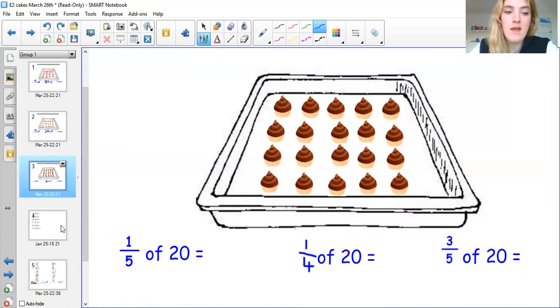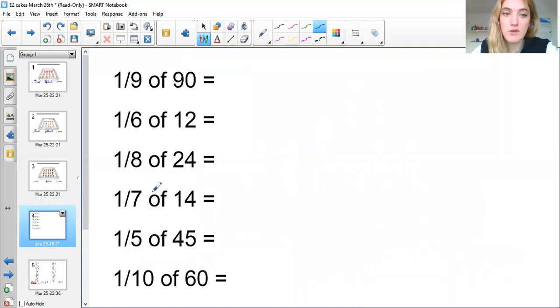Okay. If you see fractions like this, now you'll see this on your activity sheets at the end. 1/9 is the same as a ninth. 1/6 is the same as a sixth. 1/8 is the same as an eighth. 1/7 kind of sounds like I'm repeating myself, but it is a seventh. 1/5 we know is just a fifth of something, and 1/10 is a tenth.